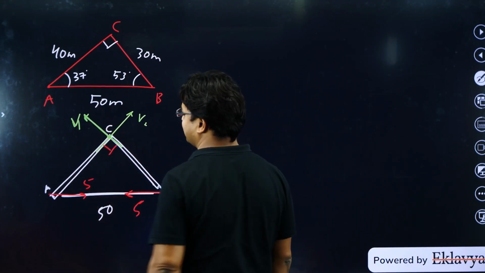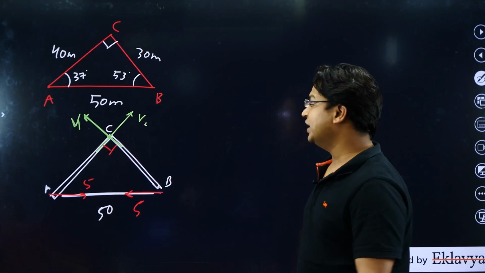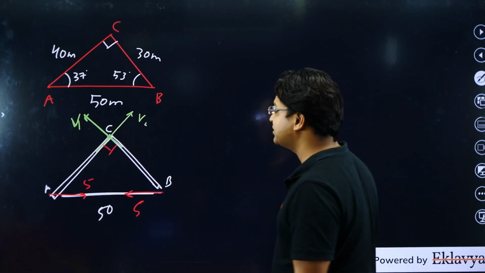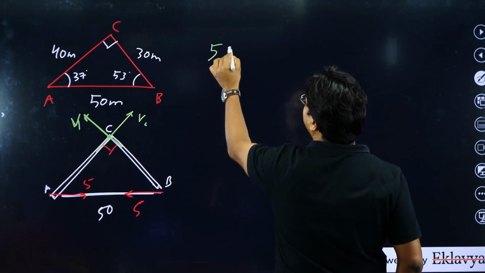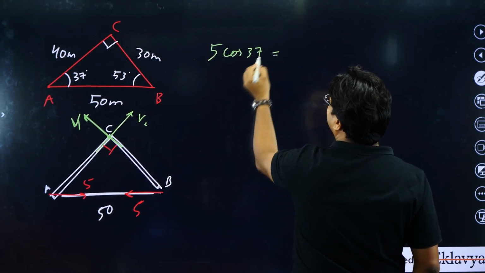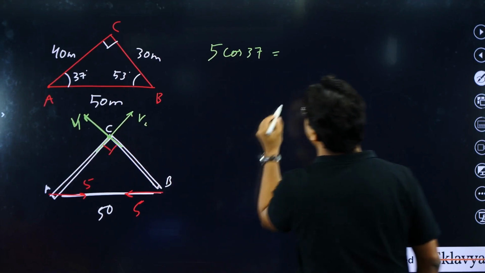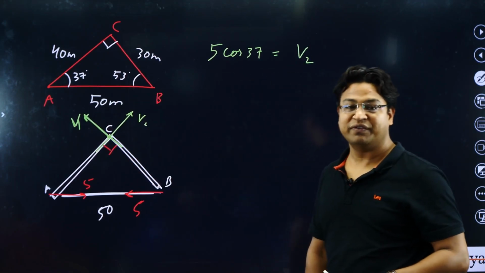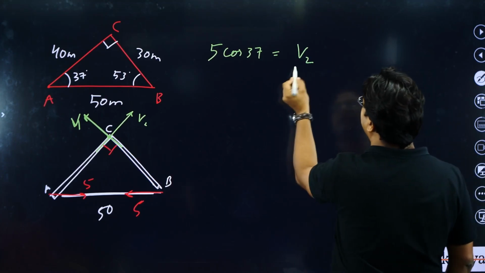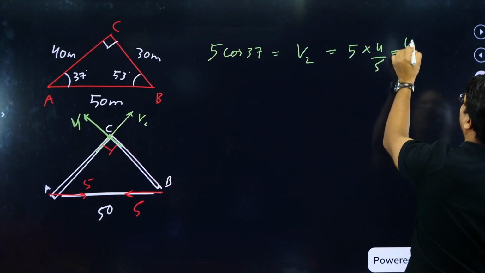This is the instantaneous velocity, and AC is behaving like a rod, so I can use the rod constraint, which means velocity of A along AC, that would be 5 cos 37, should be equal to velocity of C along AC. Now velocity of C along AC would be V2 plus component of V1 in this direction, which is 0 because V1 is perpendicular to AC. So we directly got the value of V2. 5 cos 37 is 4 by 5, so this is 4 meter per second.